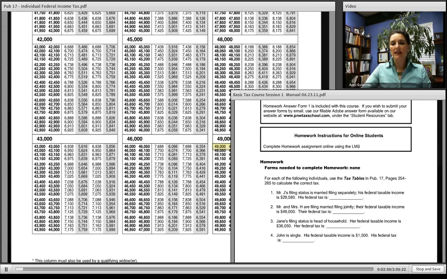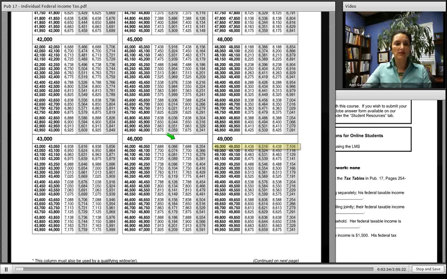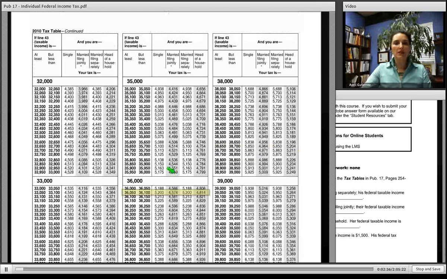Question number 3. Jane's filing status is head of household. Her federal taxable income is $36,050. So again, we're going to go back to the tax table and scroll till we get to $36,050. Remember the instructions here. It says at least this amount, but less than this amount. Well, her income is not less than $36,050 because it is $36,050.